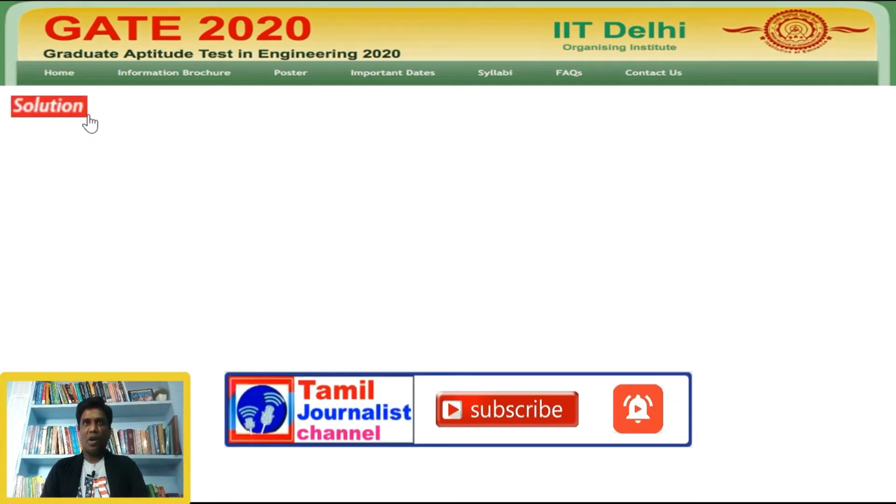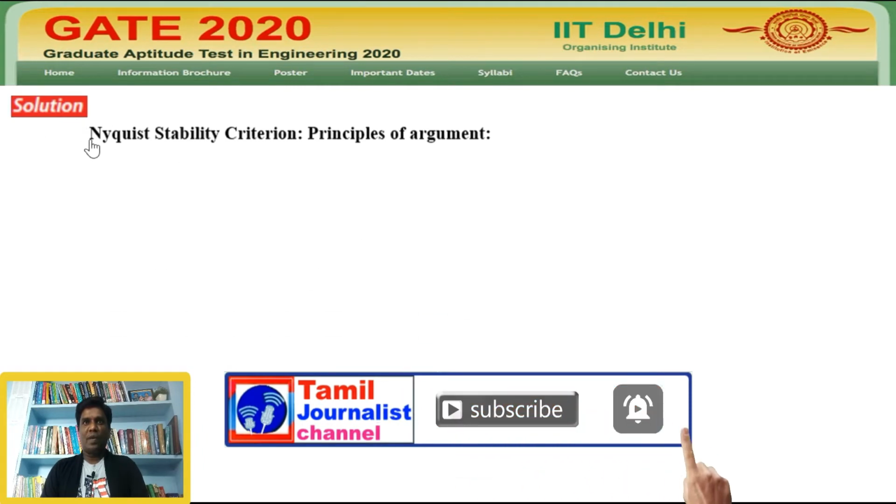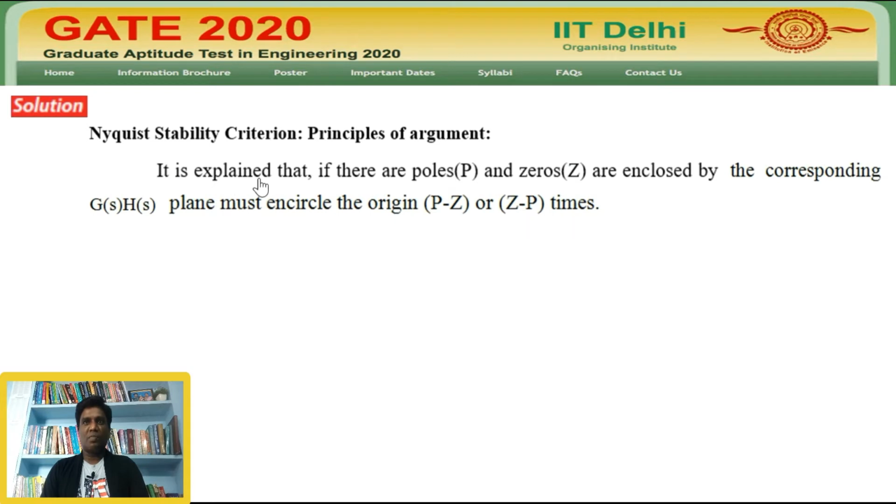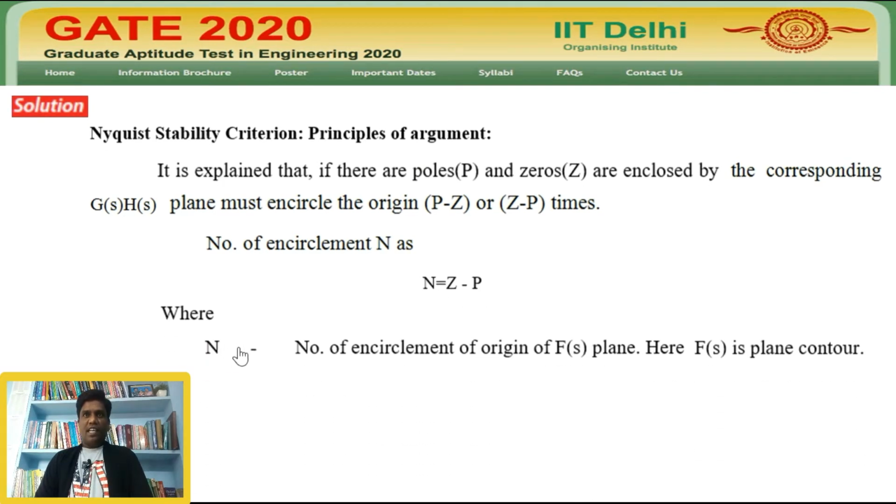The solution of the problem. This problem can be solved by the Nyquist stability criterion, using the principle of the argument. It is explained that if there are poles and zeros enclosed by the contour, the corresponding G(s)H(s) plane must encircle the origin P minus Z times or Z minus P times. So we can write the formula for the number of encirclements N as N = Z - P, where N is the number of encirclements of the origin in the F(s) plane.